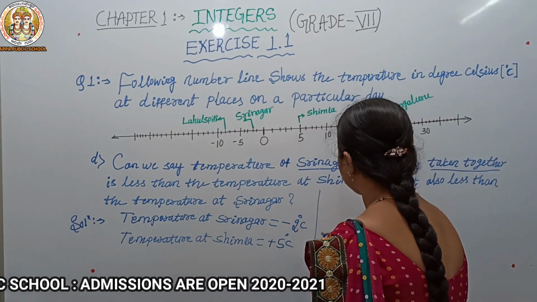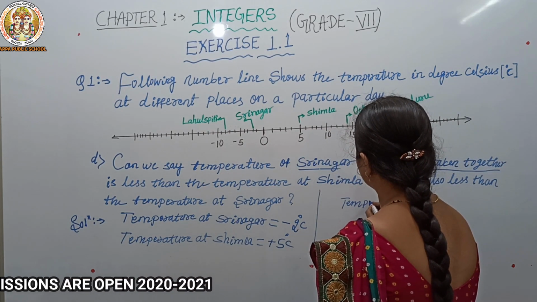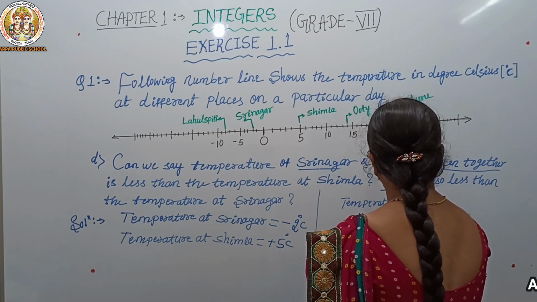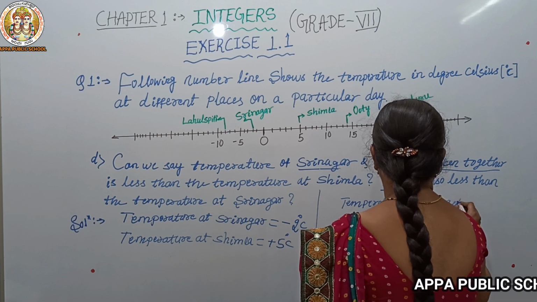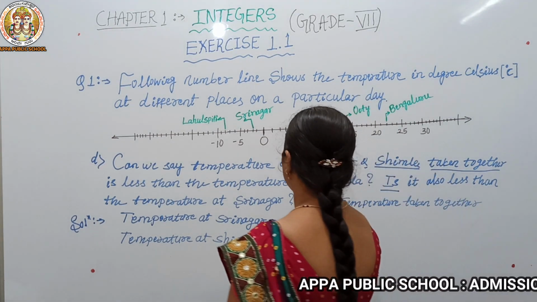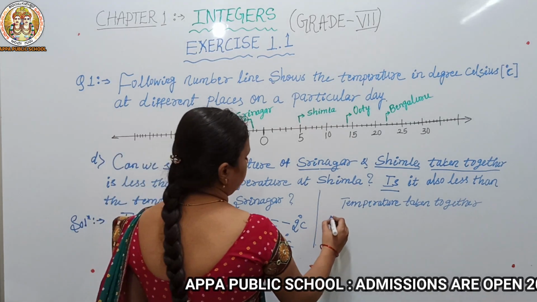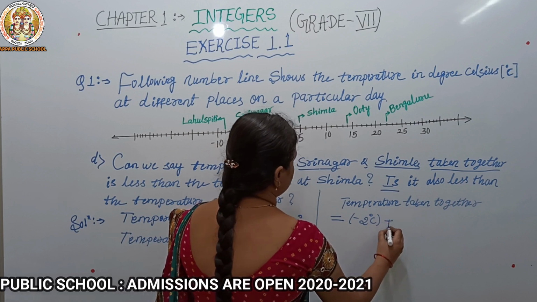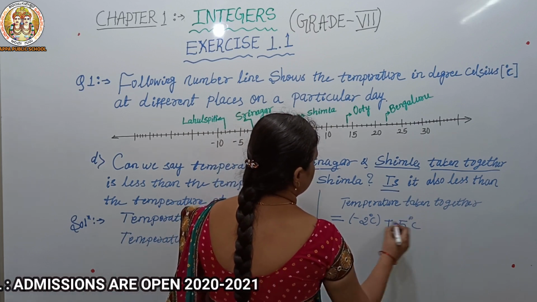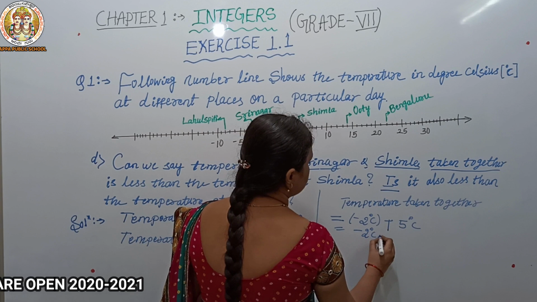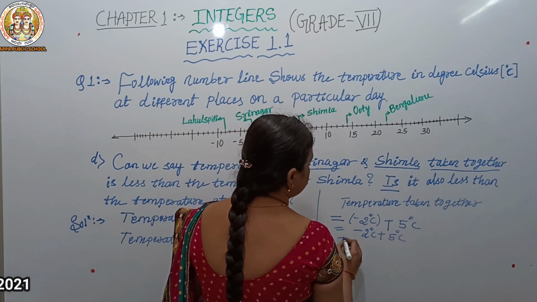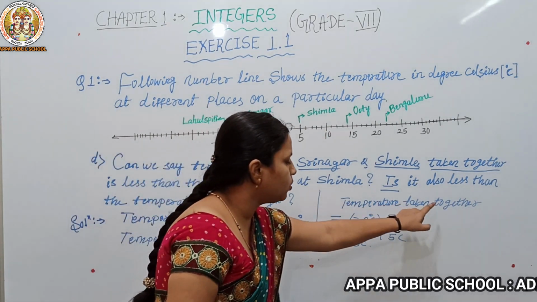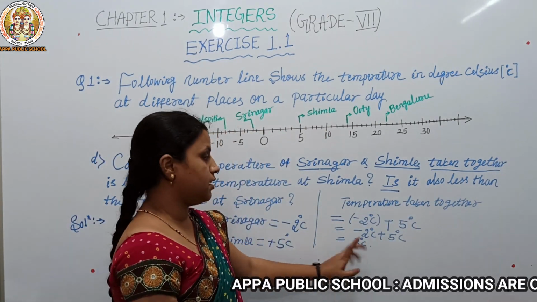So temperature taken together. Okay, temperature taken together is equal to first -2 degrees Celsius plus 5 degrees Celsius. So it is -2 degrees Celsius plus 5 degrees Celsius, which equals 3 degrees Celsius. What we got is the temperature taken together as +3 degrees Celsius.